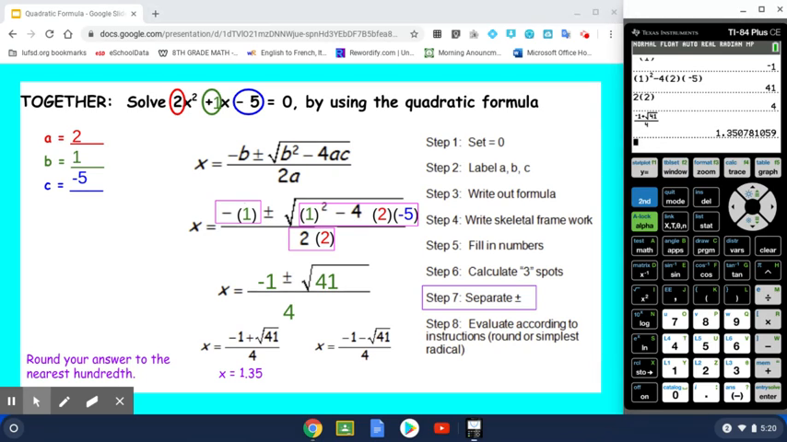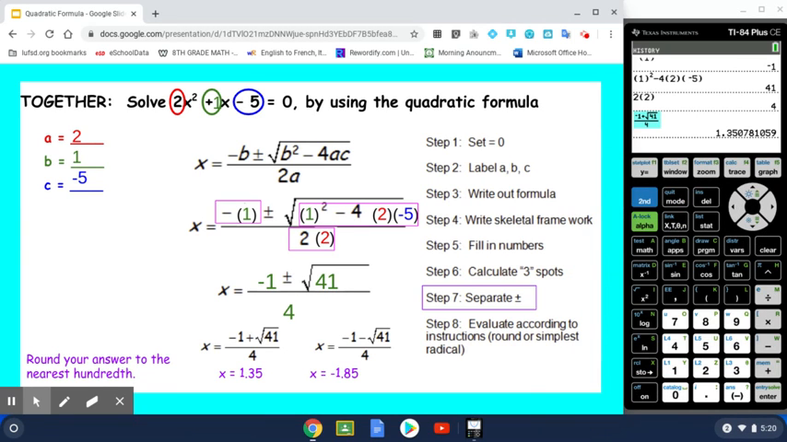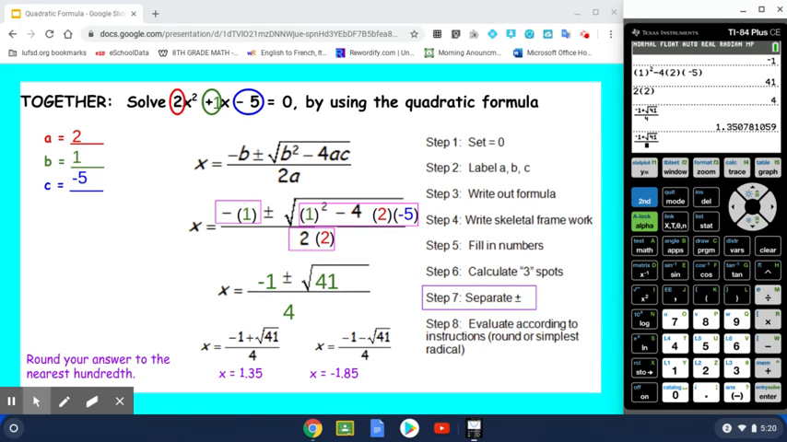Now, if you want, I'm just going to copy and paste my entry so I don't have to worry about it. So you go up and highlight it. You press enter. You go over. Just change that to a minus sign. Not a negative, a minus, and press enter. You get negative 1.8507. Again, make sure you get that down. And then rounded to the nearest hundredth would be x equals negative 1.85. Okay? So this is how we use the quadratic formula.